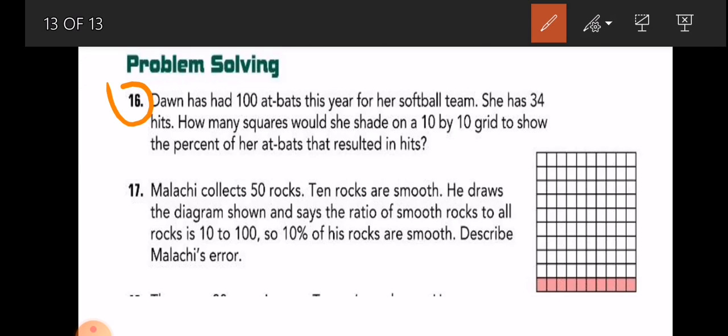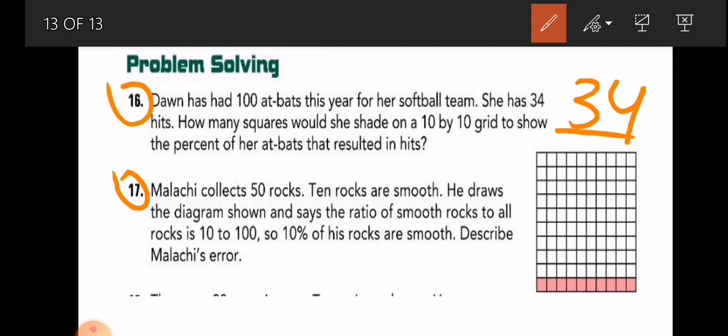So she had 100 at-bats, okay? And she did how many hits? 34. So to shade it, to make it as a percent, already I have 34 of 100 or out of 100. So how many do I need to shade? 34. So the percent here is 34% and we will shade 34 squares in the 10 by 10 grid.